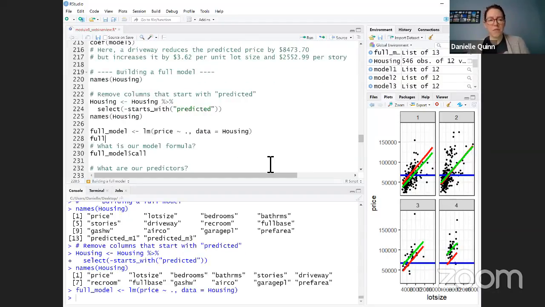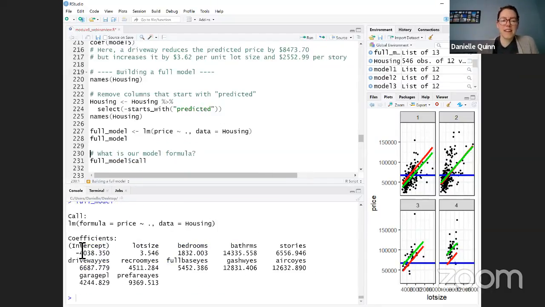Okay, so if we looked at full model, you can see now we have lots of different coefficients. I should note that this does not include interactions. We're just going to stick to independent predictors for right now doing the full model. And so you see that each of those variables now gets an associated slope coefficient, or in the case of categorical variables like driveway, yes, we say, this is how much we add if it has a driveway, this is how much we add if it has a rec room, this is how much we add if it has a full basement, and so on.